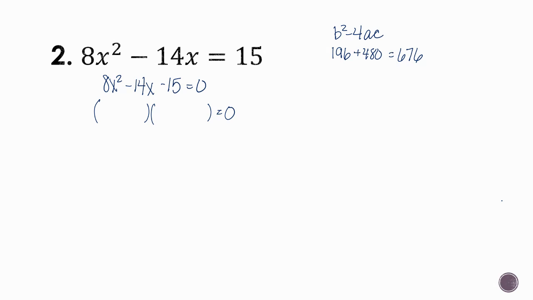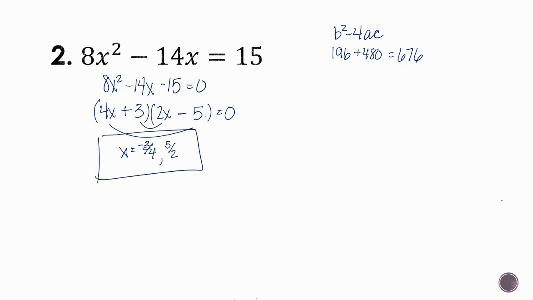Let's see. 8 is 4 and 2. Let's try that. And 15 is 5 and 3. Oh, 5 and 3. Here we go. 6, 20. And if I subtract that, 6 minus 20, I get negative 14. There we go. So then remember, I'm going to solve each of these. So x equals, in my first parenthesis, I'm going to take the opposite of 3 divided by 4, which is negative 3/4. And then the second parenthesis, I take the opposite of negative 5 over 2, which is 5/2. And those are my two solutions.